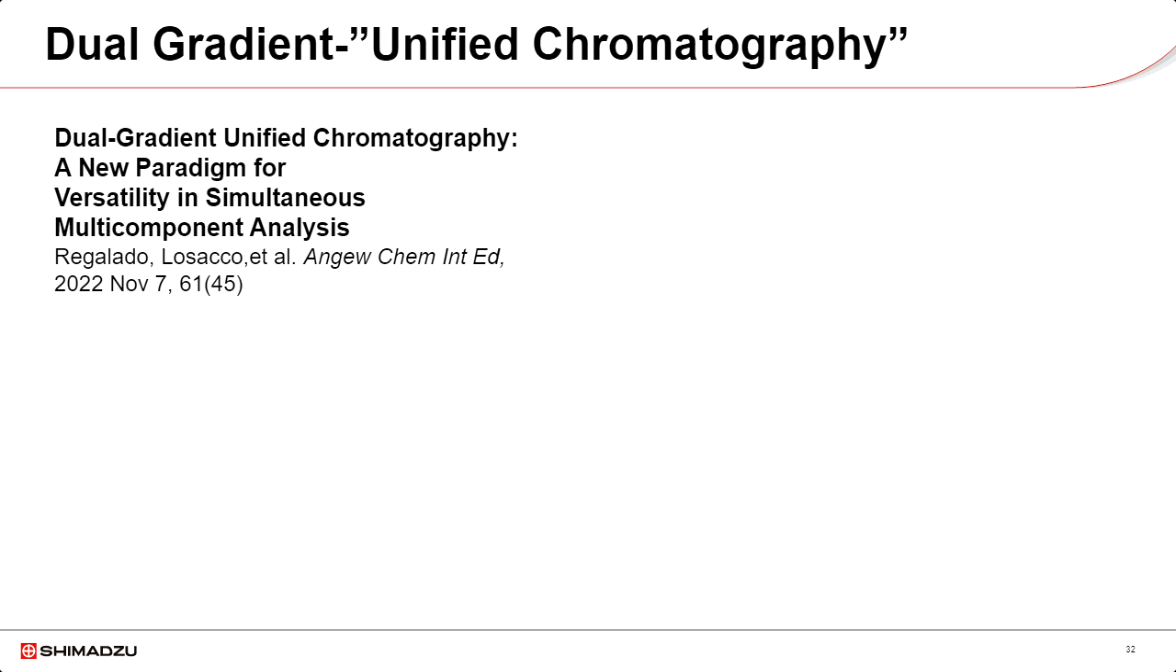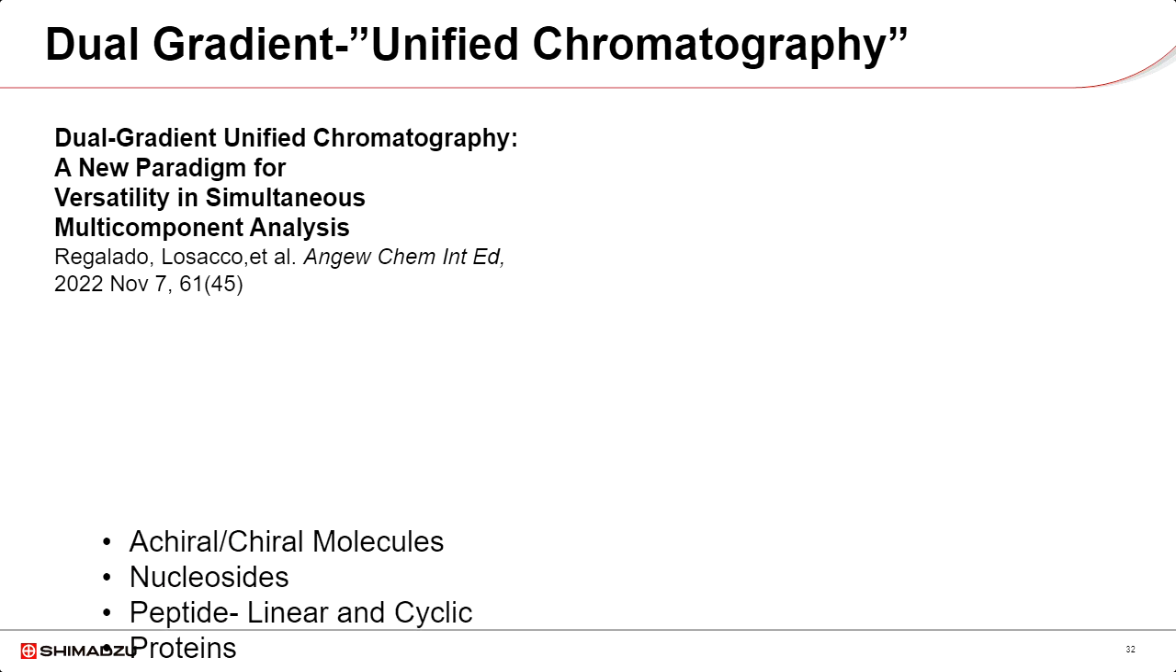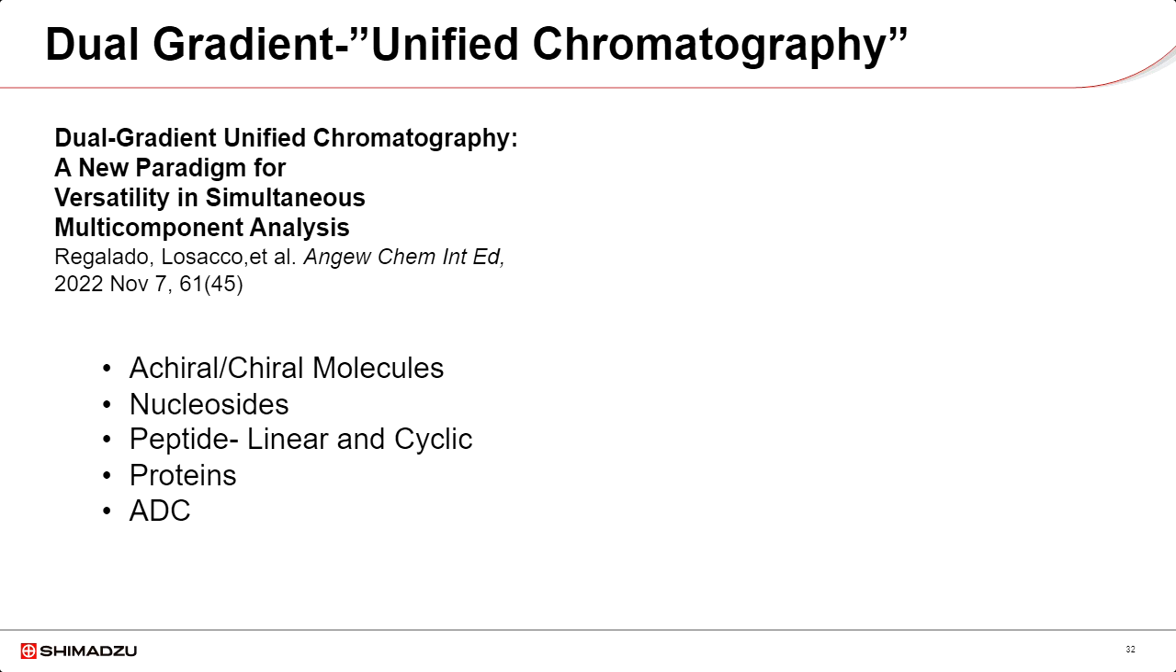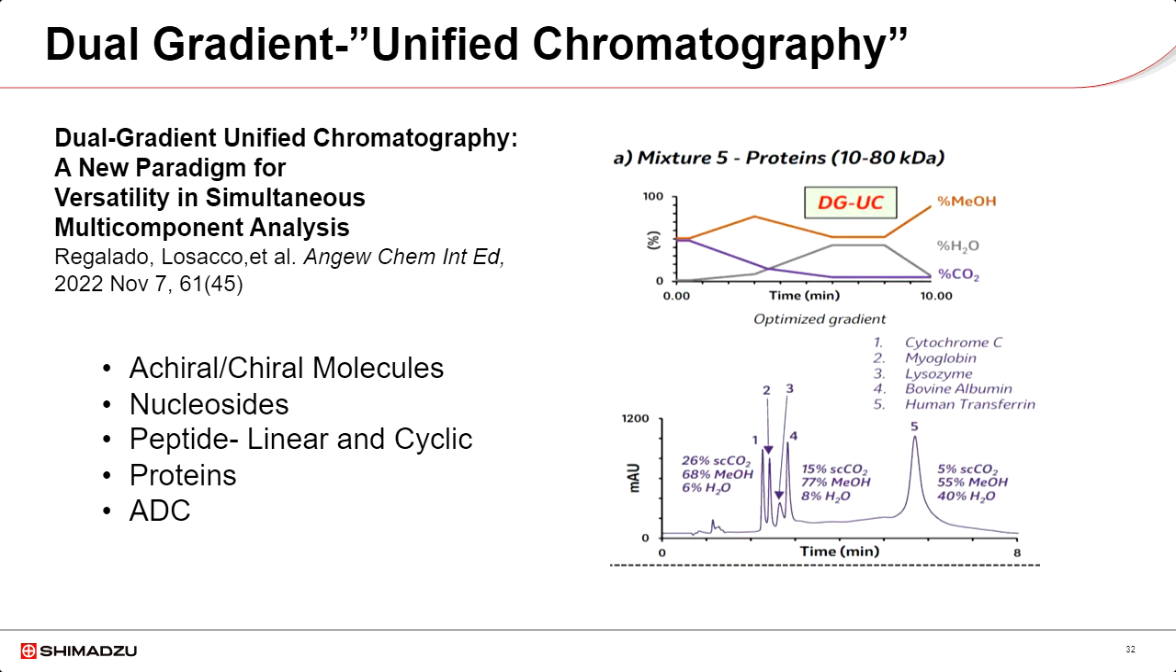And there's a paper that was put out in Angewandte Chemie a couple of years ago by the Regalado group out of Merck, in which they looked at achiral molecules, nucleosides, both linear and cyclic peptides, proteins, and ADC separation by SFC. And they did this using a dual gradient. And you'll notice here that as the amount of CO2 goes down, the amount of water goes up. And they got some really fabulous separations out here.